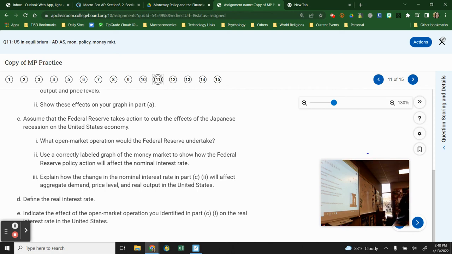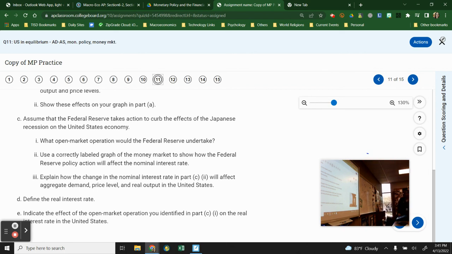Okay. Part three: explain how the change in the nominal interest rate in part C, two, will affect aggregate demand, price level, and real output. It says explain, not graph, so I have to actually write it out. So, low interest rates make loans cheap. Aggregate demand, price level, GDP. Aggregate demand increases and PL increases and GDP increases because more spending.